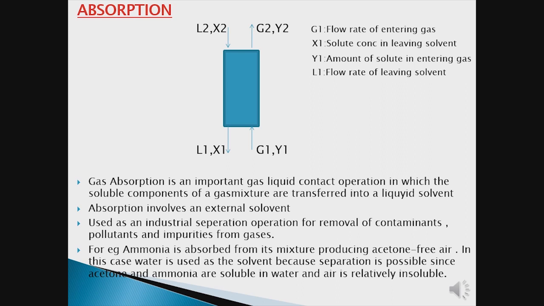So the ammonia is being absorbed from the ammonia air mixture with the help of water as a solvent, because ammonia is relatively soluble in water, whereas air is not soluble in water. Since ammonia is more soluble in water than air is, more of the ammonia gets absorbed, and so we could easily absorb the ammonia from the ammonia air mixture and produce ammonia-free air.